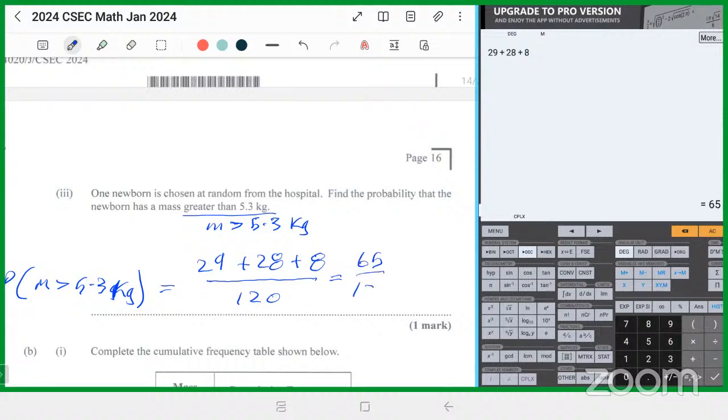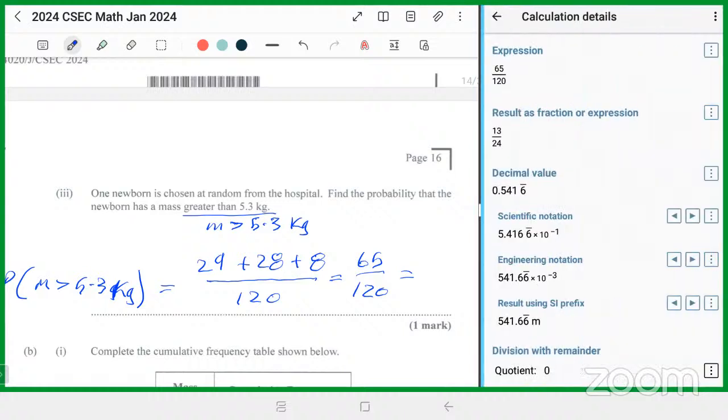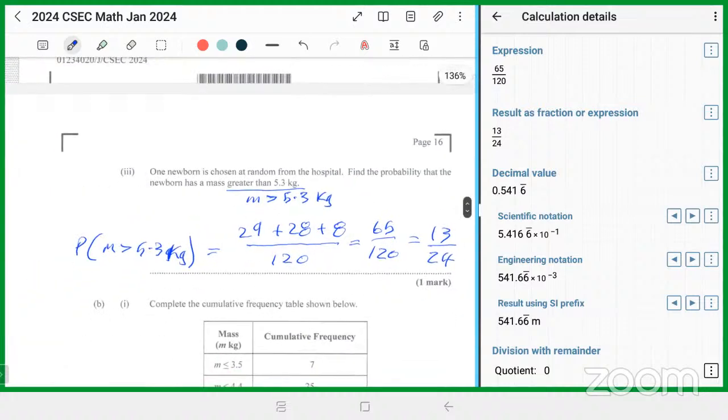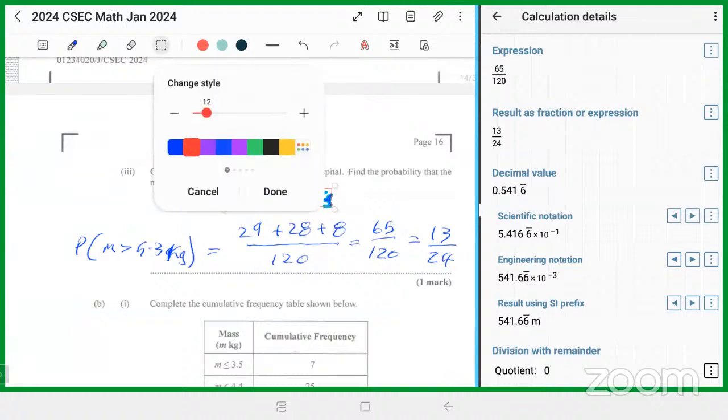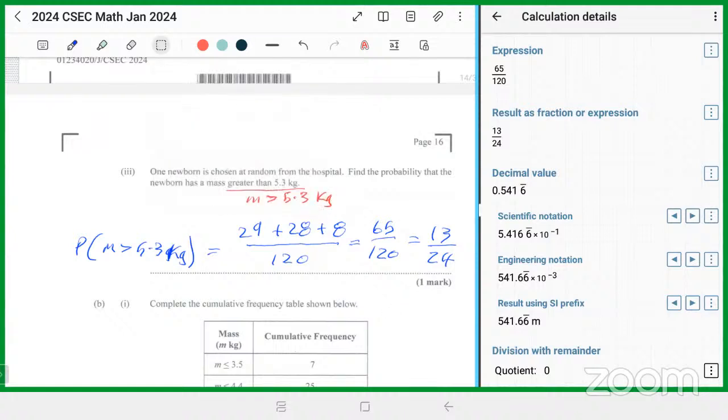over 120. And then that reduces to 13 over 24. 13 over 24 is your probability. All right, that is that. I'll put this in red.